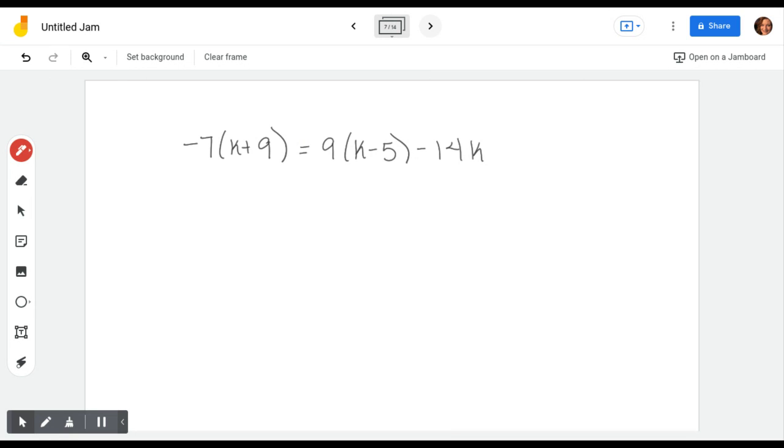Okay, so on this one, on the left, I need to do the distributive. Negative 7 times k is negative 7k. Negative 7 times 9 is negative 63 equals, on the right, I have distributive on this part, 9k minus 45, and then I still have that minus 14k.